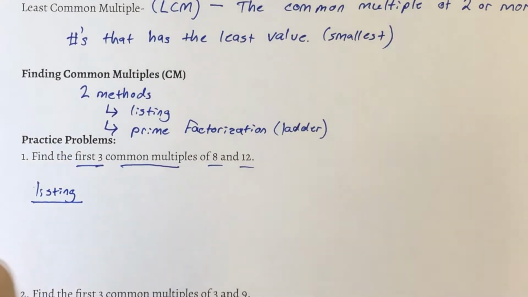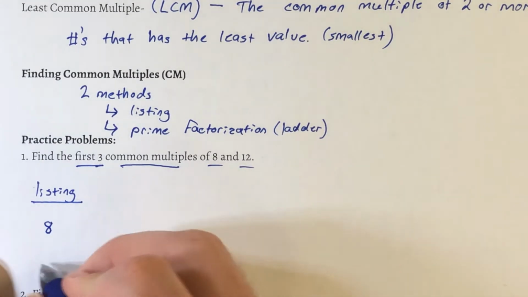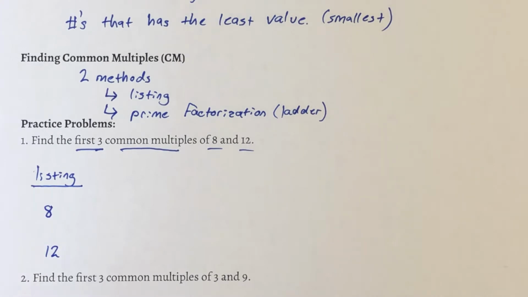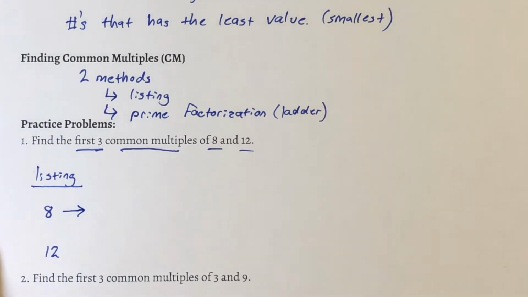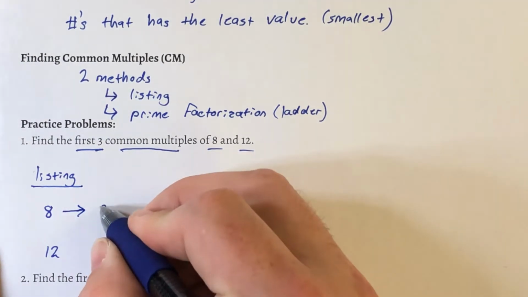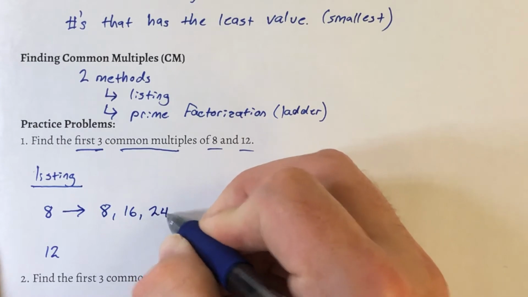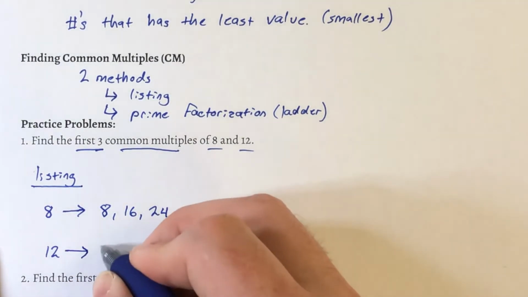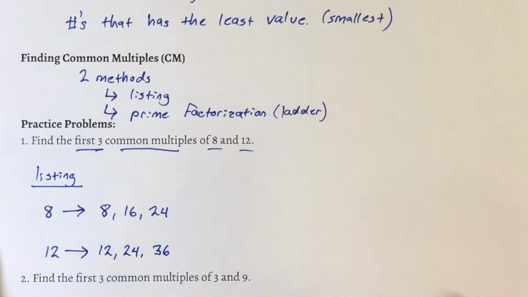Our first step, we're going to write out our numbers that we're going to be finding the common multiples of, 8 and 12. And we're going to start by listing a few for each. And we're going to go back and forth. So for 8, 8 times 1 is 8, 8 times 2 is 16, then 24. We're going to stop and do some for 12. 12 times 1 is 12, then 24, and then 36.